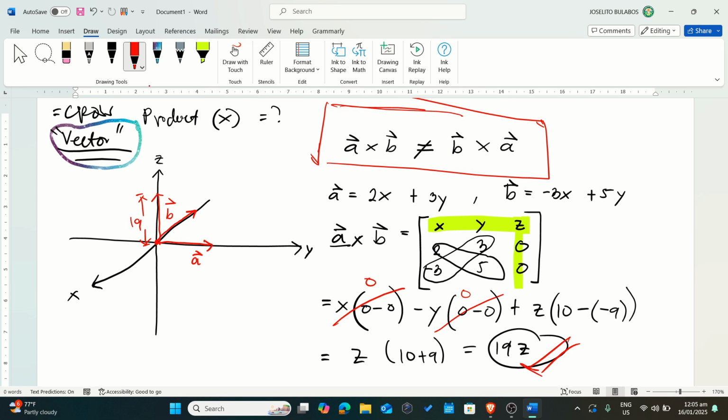By the way, you might notice or wonder why there is a negative here. So actually it should be alternating, so positive, negative, positive, negative. This is for x, this is for y, this is for z, and so on and so forth.